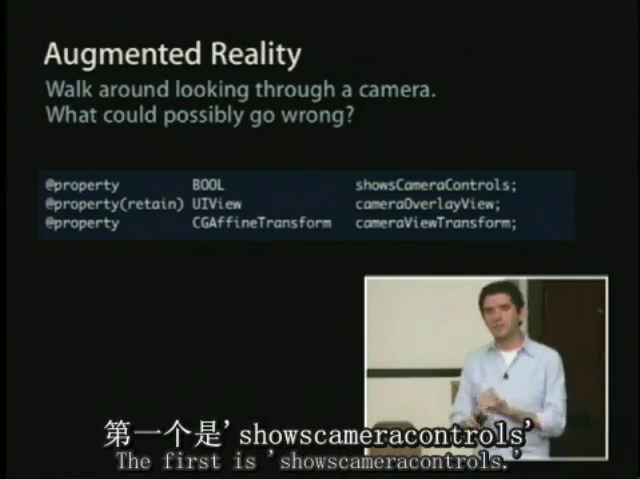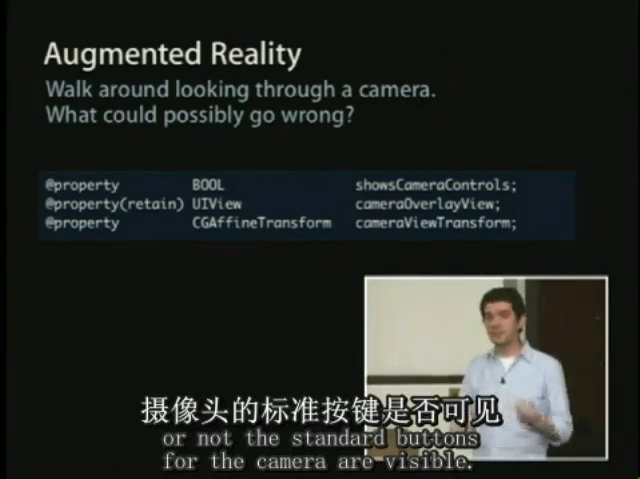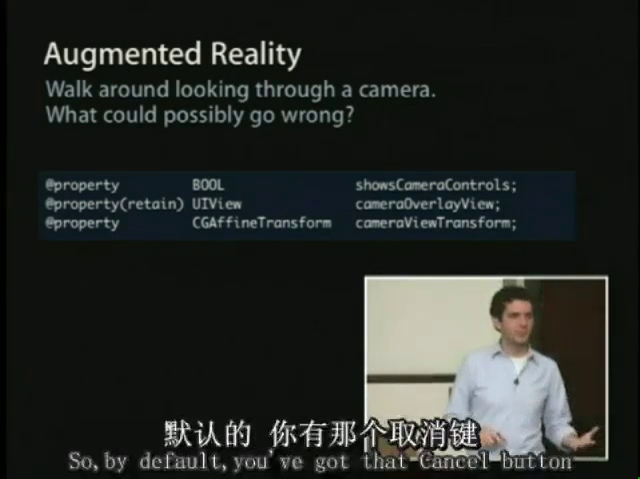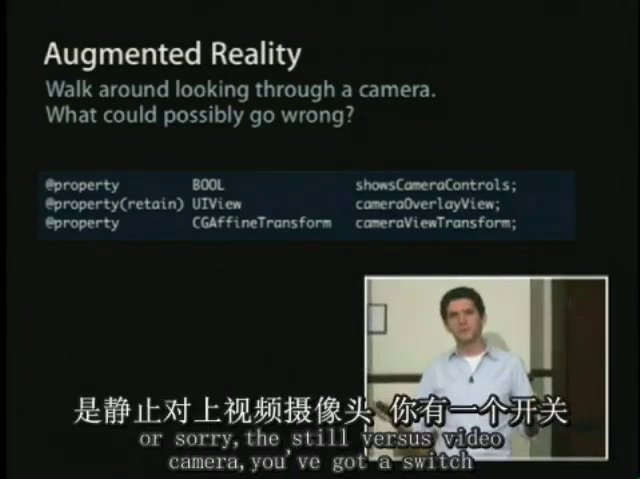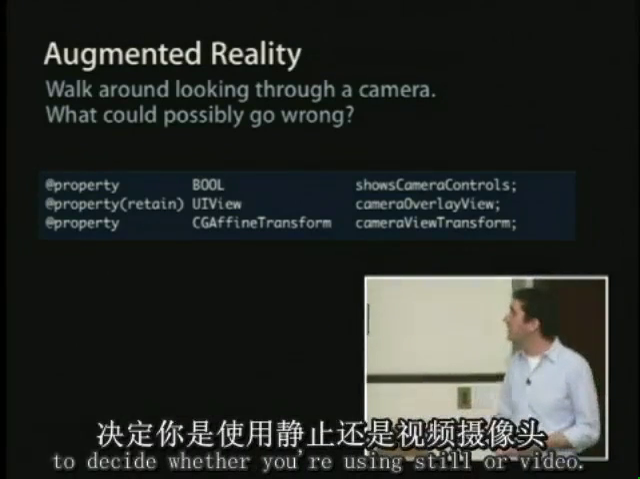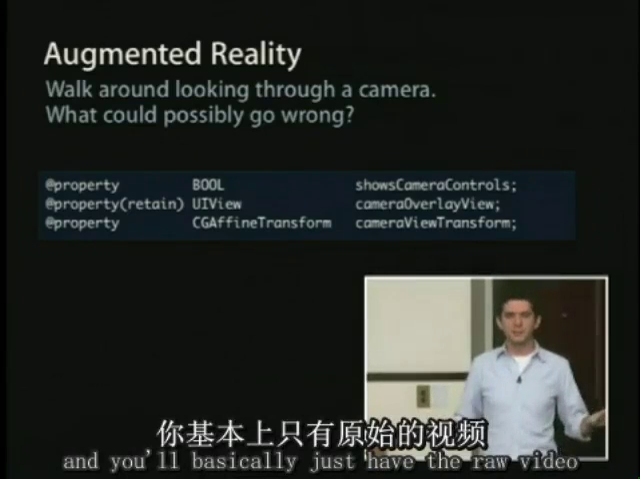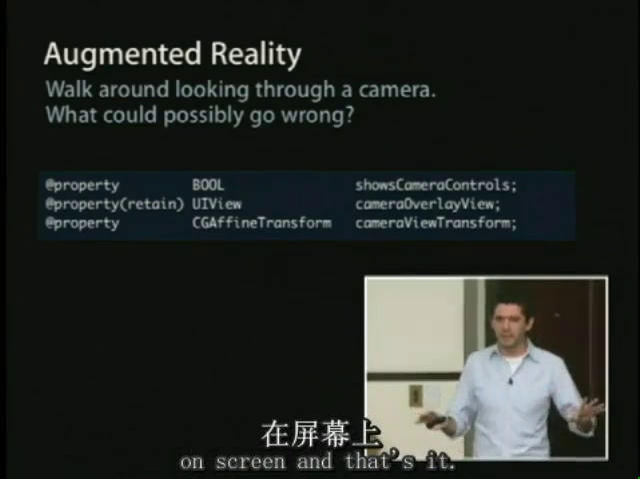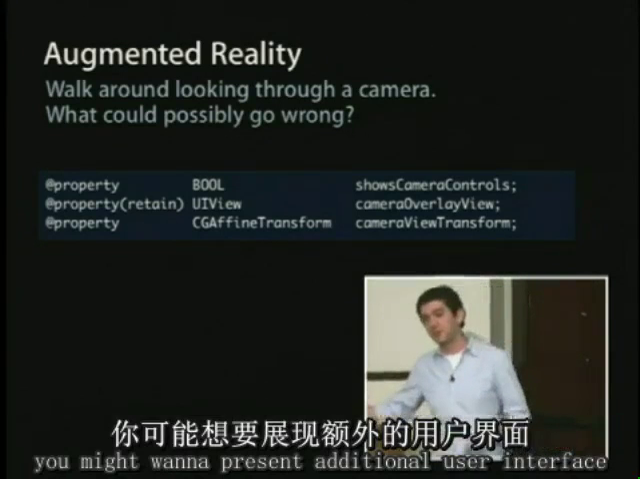The first is shows camera controls. This option determines whether or not the standard buttons for the camera are visible. By default, you've got that cancel button, and you've got the take photo button. And if you're using the still versus video camera, you've got a switch to decide whether you're using still or video. If you set shows camera controls to no, all that stuff goes away, and you'll basically just have the raw video on screen, and that's it. Once you've got that raw video, you might want to present additional user interface on top of it.